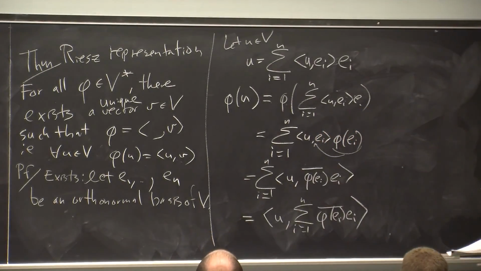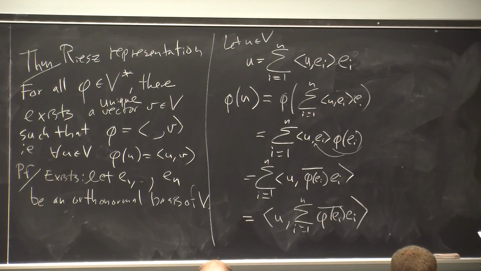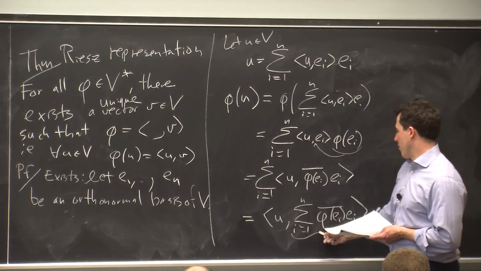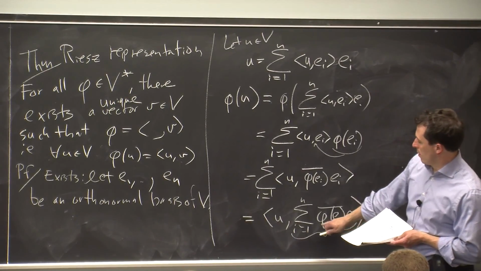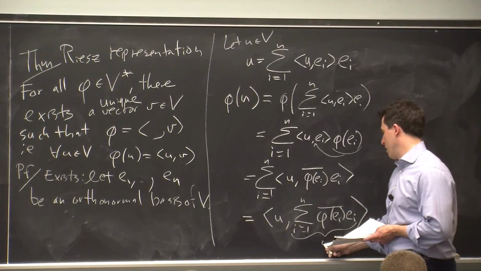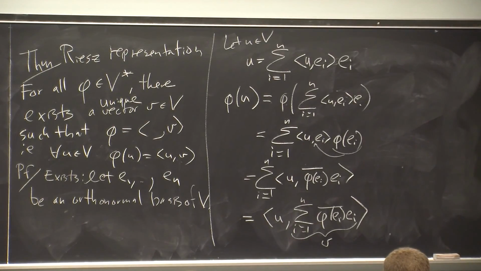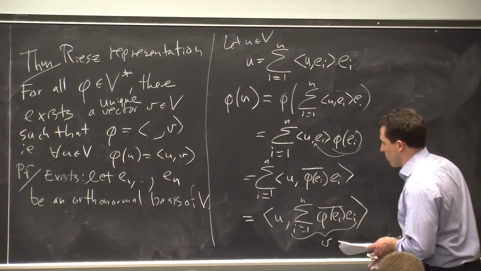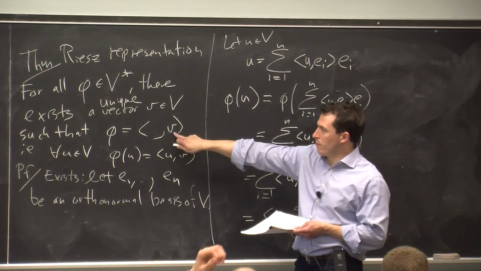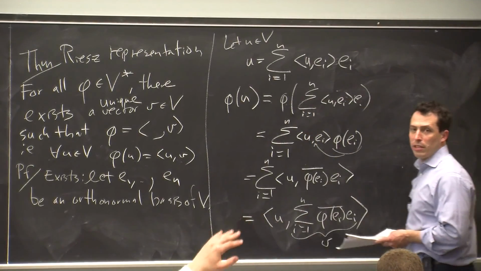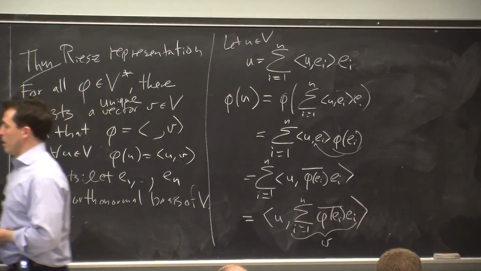So I've succeeded in writing it as a giant inner product. u is unchanged, and the thing that it's being combined with in the inner product is the v that we were looking for to represent our linear functional phi. So that's our answer. That shows that it exists, that there is such a v, that phi of u equals the inner product of u and v. And now we just need to show that this v is unique.